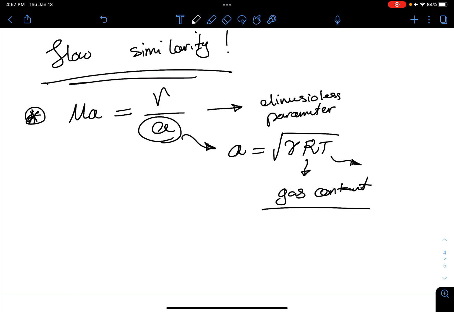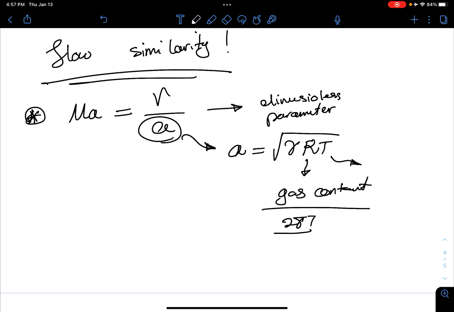Do we know what the gas constant for air is? You don't remember? About 287. 287. Exactly. If you are an aerospace engineer, you have been dealing with this number a lot, so you probably remember this.